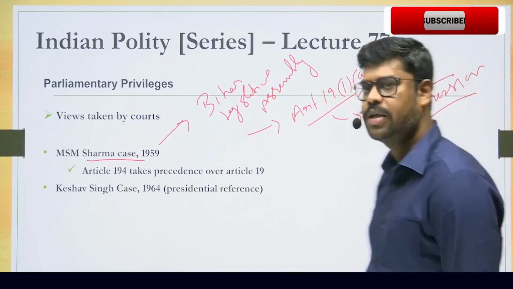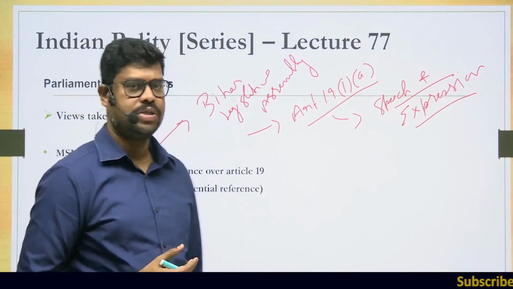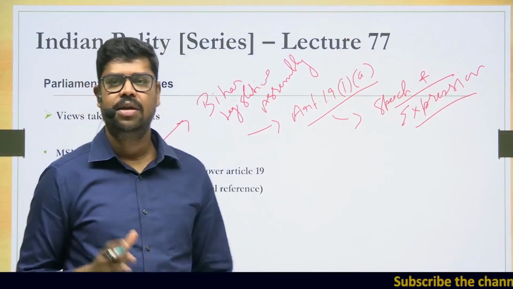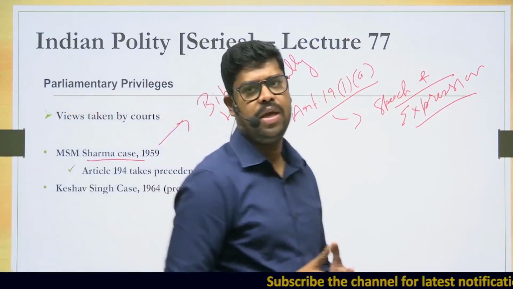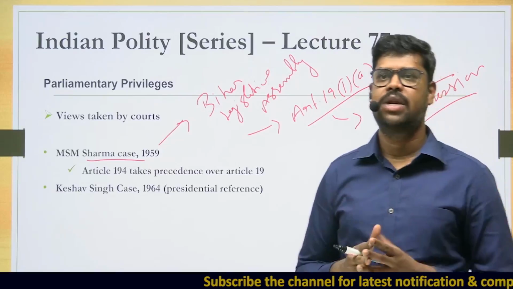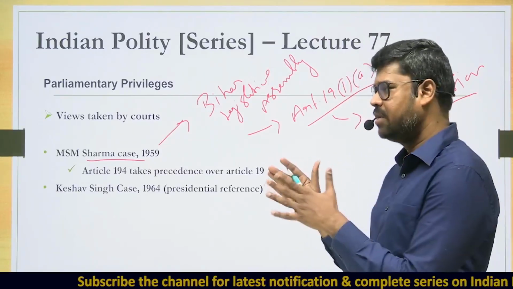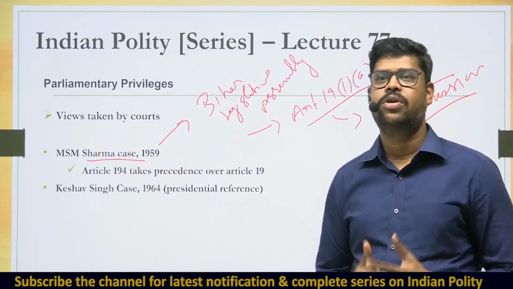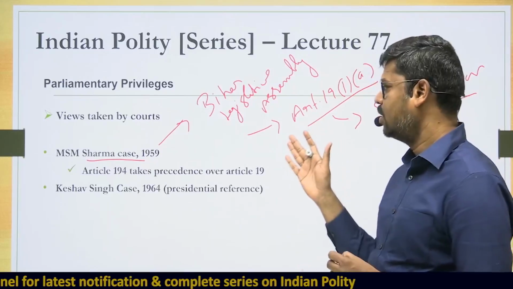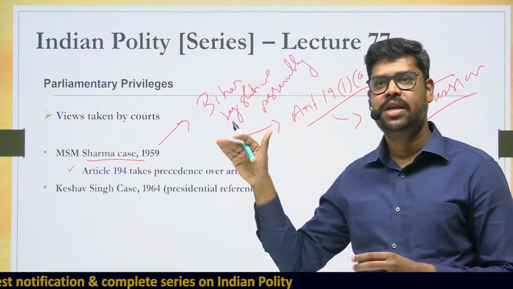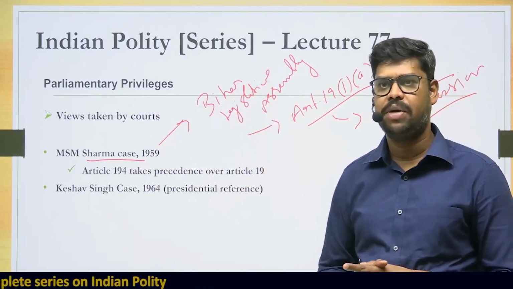It is basically the right to freedom of speech and expression. That is what you have to understand under Article 19(1)(a), which basically allows an individual to express his ideas and viewpoints in whichever way he wants. So MSM Sharma is claiming that he has expressed his right to freedom of speech and expression, nothing more than that. However, the Bihar Legislative Assembly is saying that by publishing this, MSM Sharma has breached its parliamentary privileges.